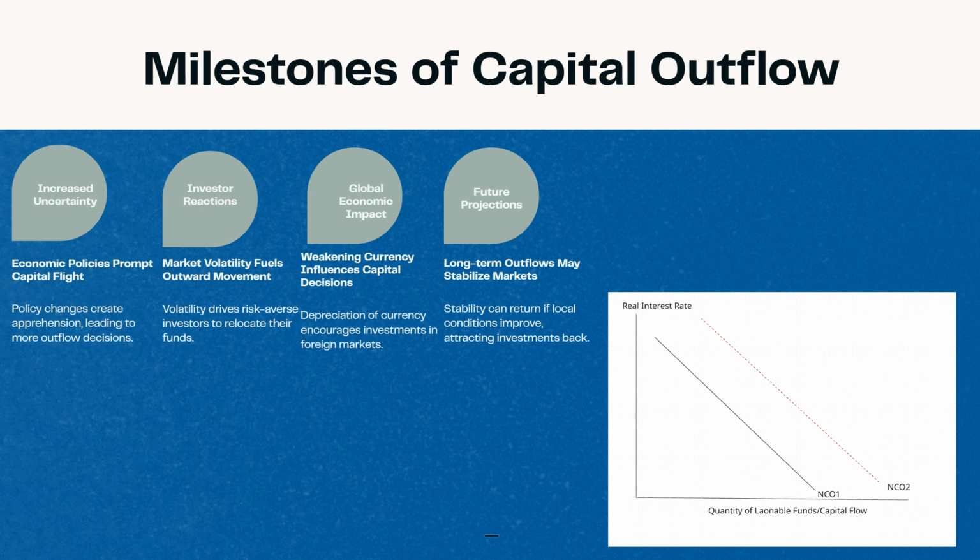But there's another consequence. Lower interest rates in Taiwan may lead investors to move their capital abroad in search of better returns. This increases Taiwan's net capital outflow. As uncertainty rises and interest rates fall, more investors shift their money overseas. This capital flight is often accelerated by market volatility and currency depreciation.